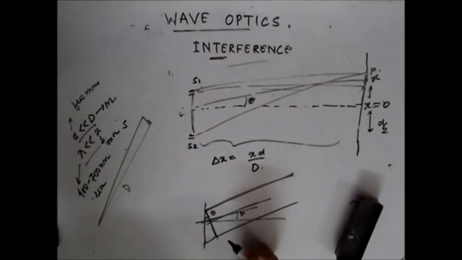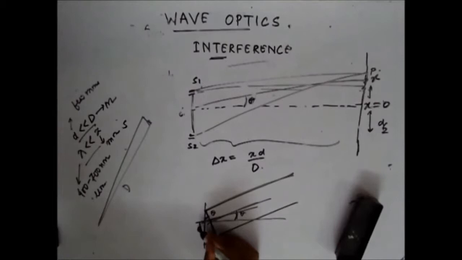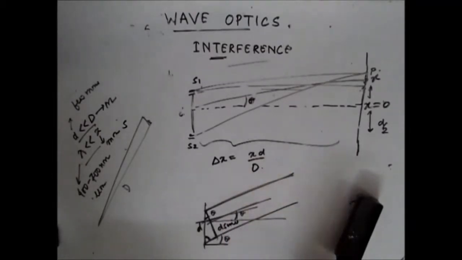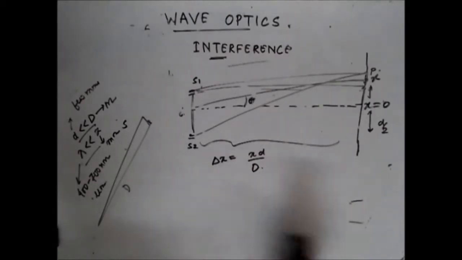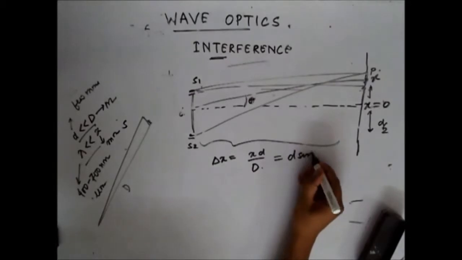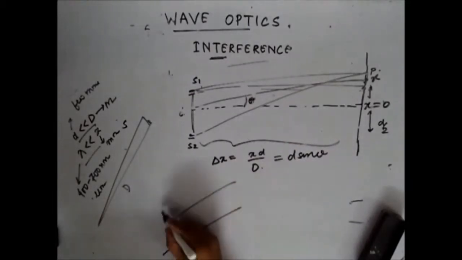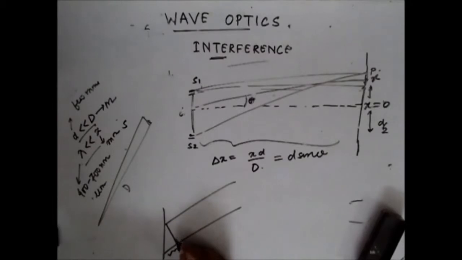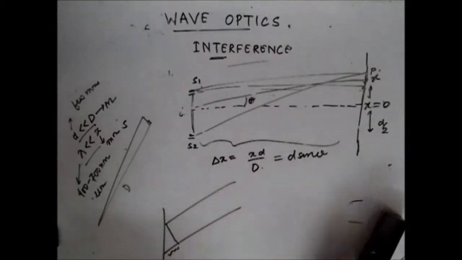Got it? The reason is that this angle is theta, so this angle is also theta. This angle is 90 minus theta, so this angle is also theta. And this distance is d. So what is this distance? You can write it as d sine theta, right? So the path difference is also equal to d sine theta. This distance is the path difference between the two waves, so it is equal to d sine theta.